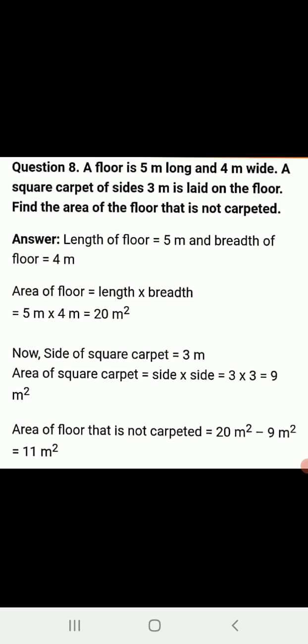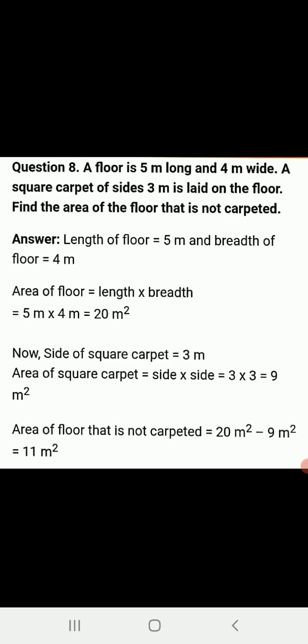So all throughout the floor they have given, in that big floor only one square carpet is placed. So other than the carpet, how much area is kept empty? We need to find it out. So first we will find the area of the floor, then the area of this carpet. So from the whole floor, if you subtract this carpet area, we will get the remaining. So area of the floor will be, since it is in the rectangular shape, length into breadth, 5 into 4 is 20, unit is meter square.